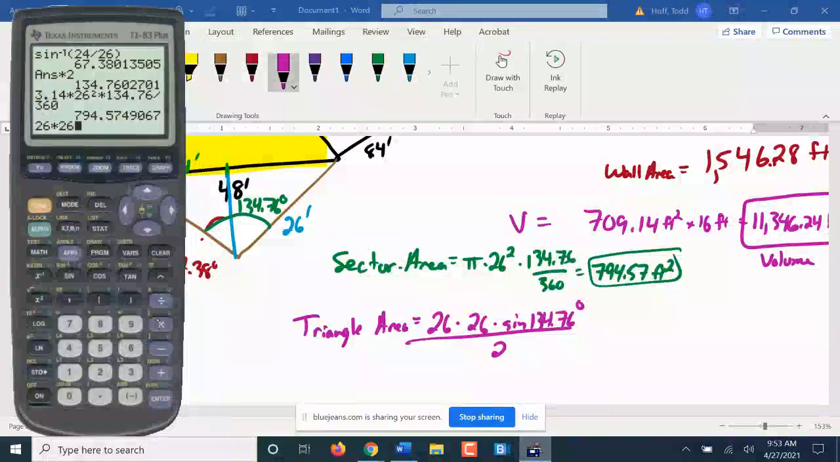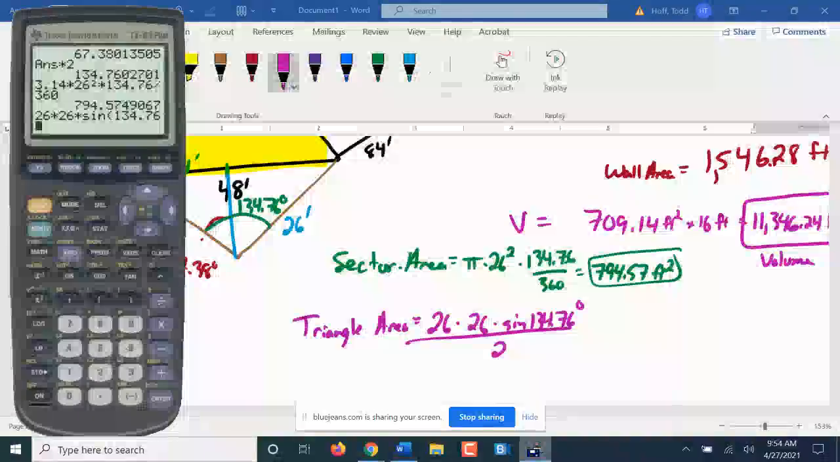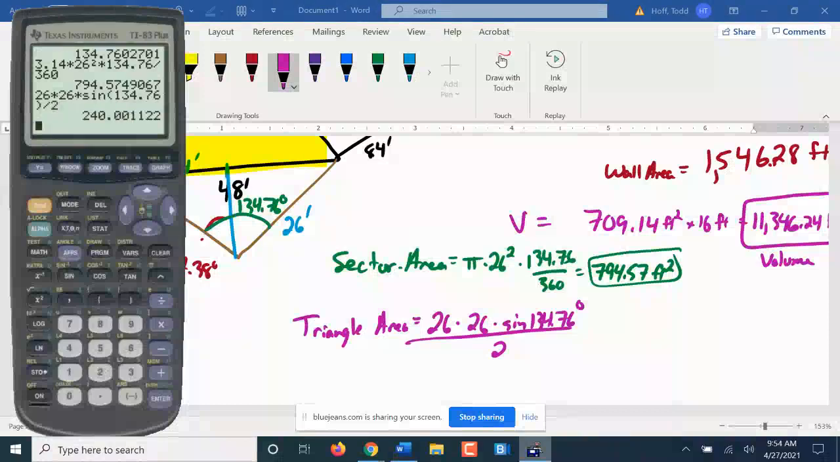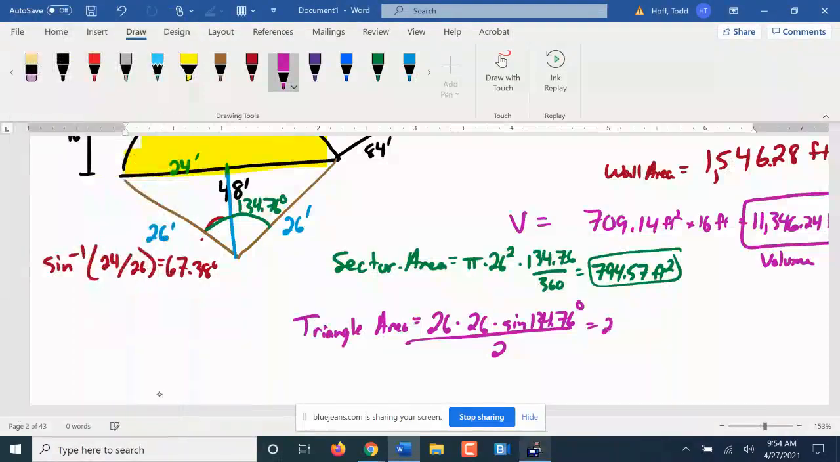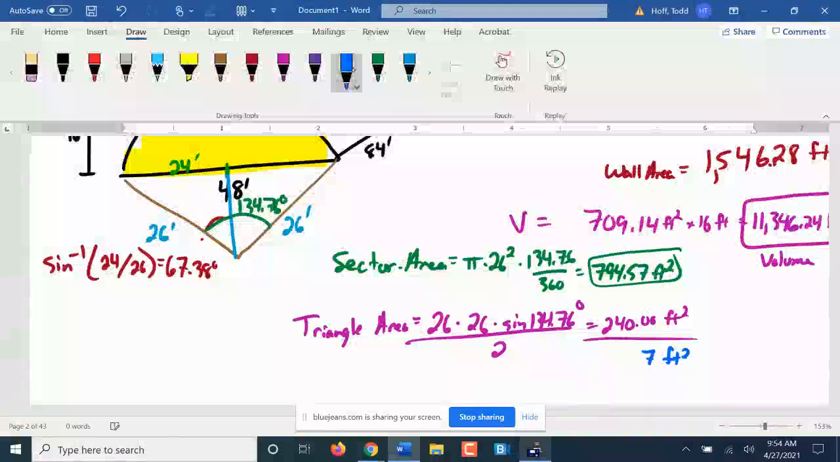So 26 times 26 times the sine of 134.76 divided by 2 is 240, exactly, square feet. And we subtract that to get 554.57 square feet is the area of this.